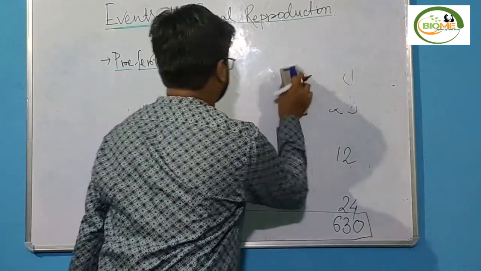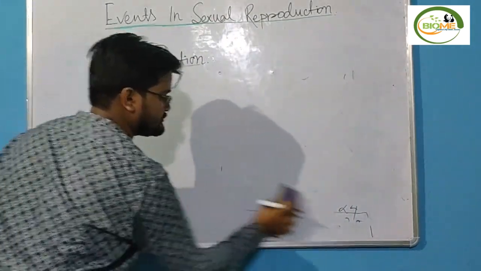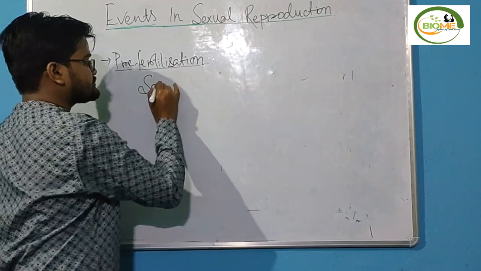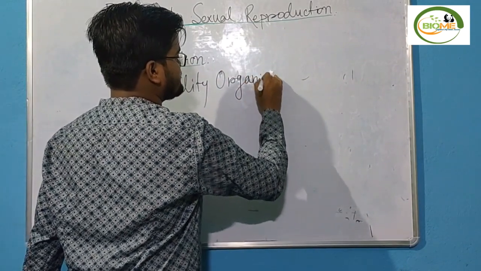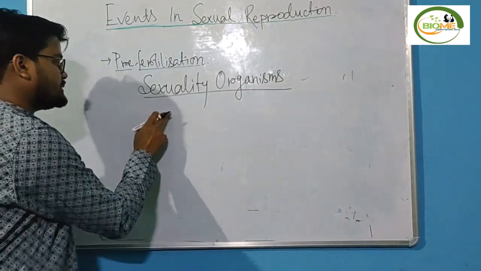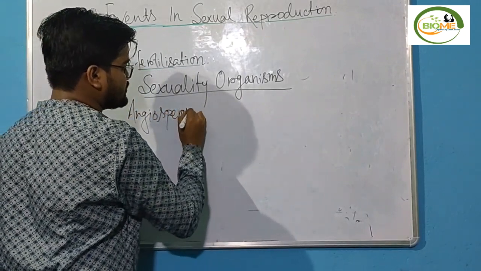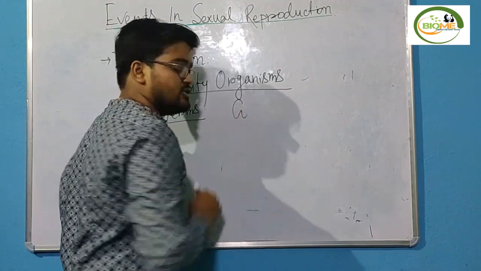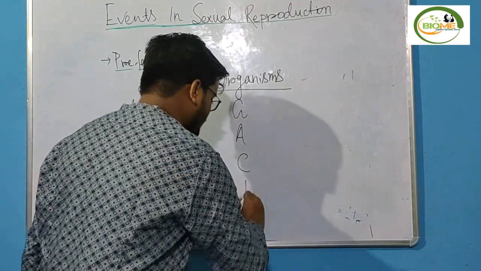Sexuality in organisms. So if we come to the sexuality of organisms, that means if it comes to angiosperms, think angiosperm. So in angiosperms, there are four important features. What are those important features? G for gynoecium, A for androecium, C for corolla, K for calyx.